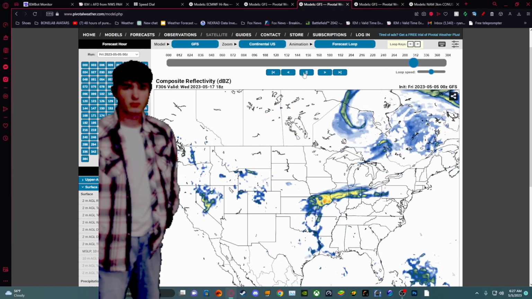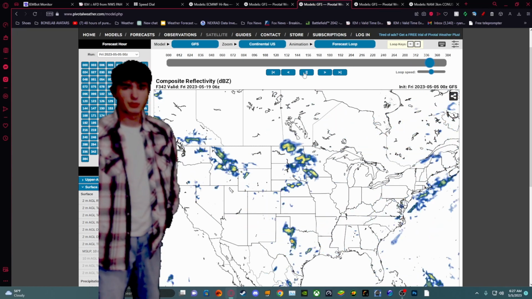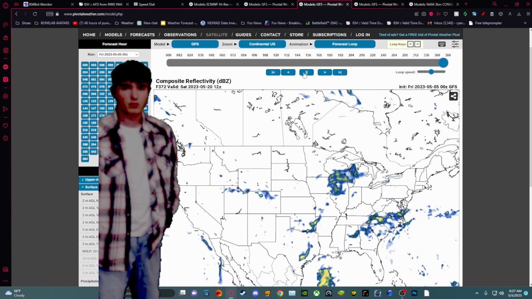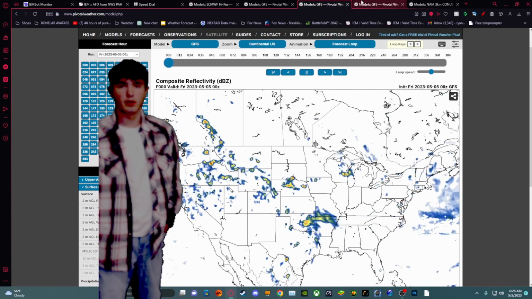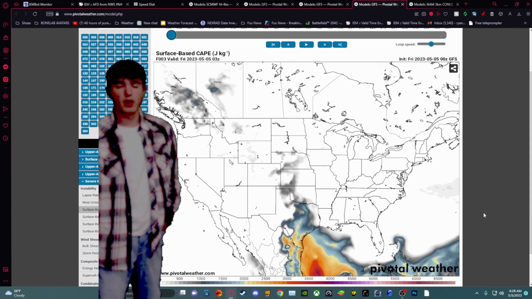Nothing. Thunderstorms. Okay, cool. No, nothing, because that's how we roll. Okay, now we're actually looking at the amount of instability.